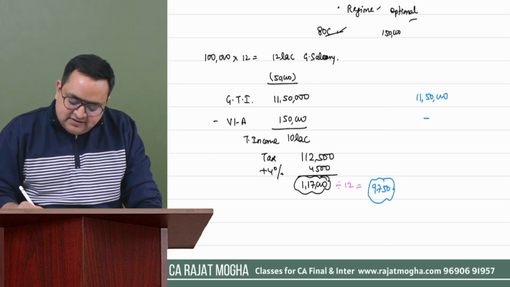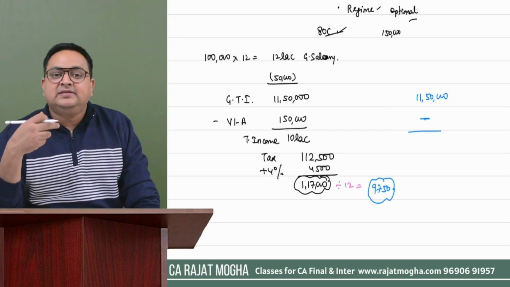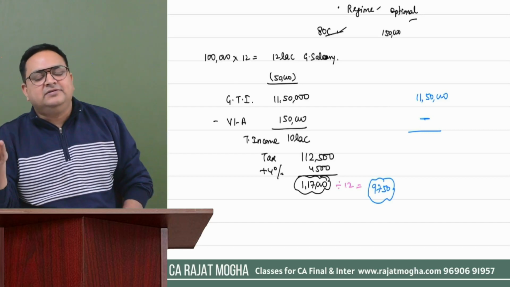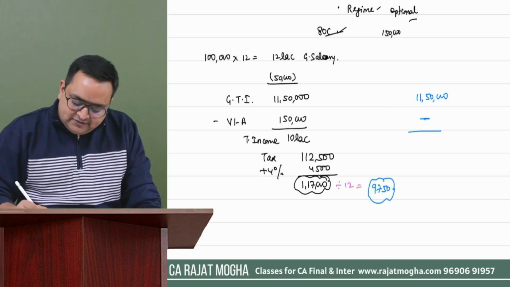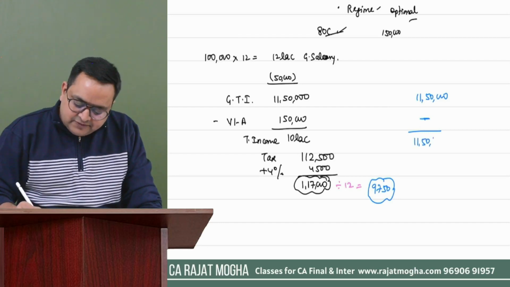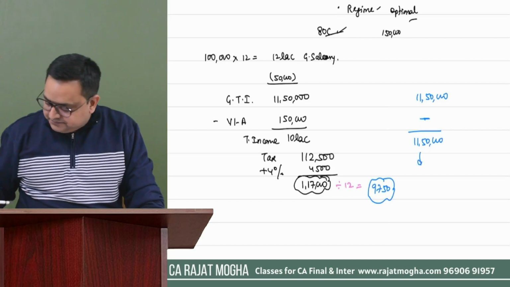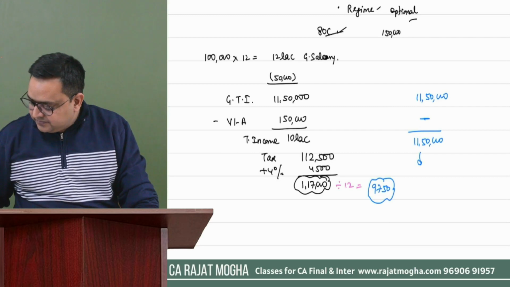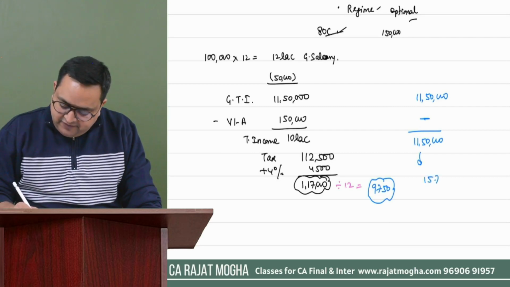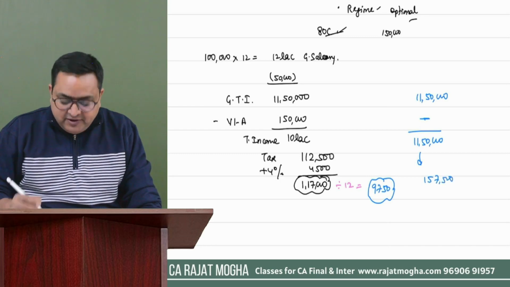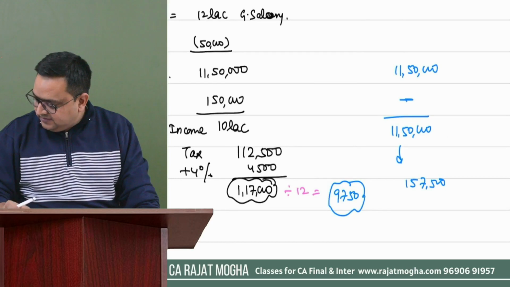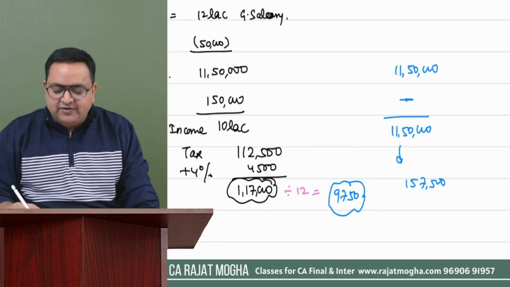So in that case, the chapter 6A deduction, which we were initially thinking that he will take, he will not be able to get, because he has not deposited any amount. So his total income will be 11,50,000. What would be the tax on this amount? Let me calculate it quickly. It will be 1,57,500. It will not come in your examination, but just for the purpose of your knowledge, I'm explaining this. It would be 157,500.